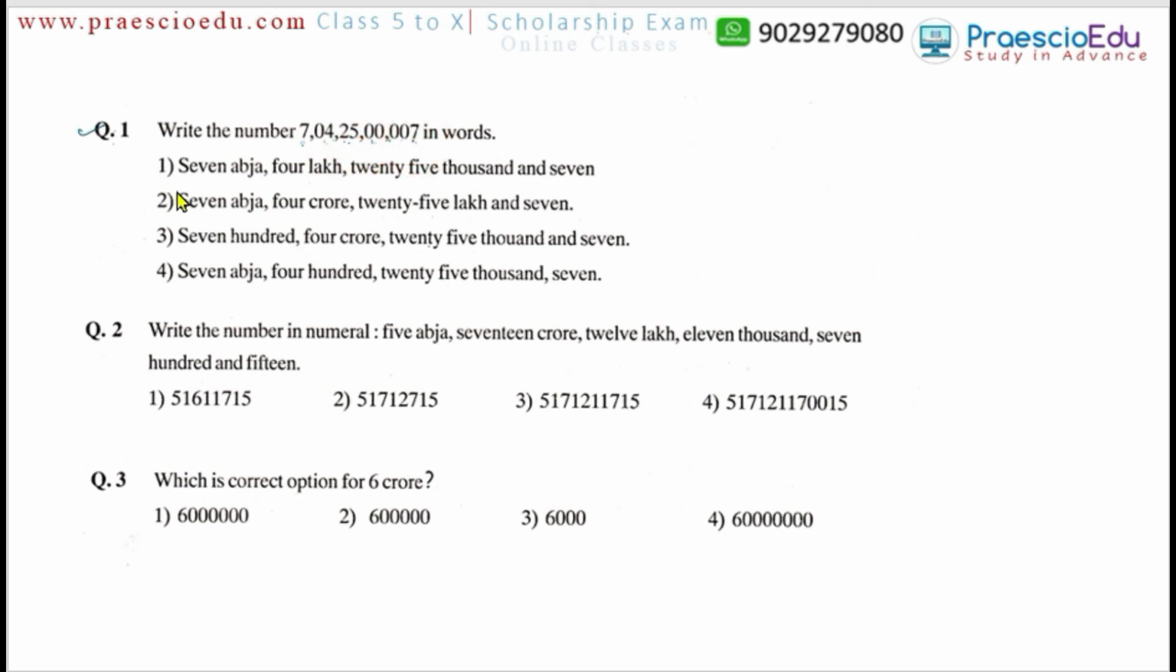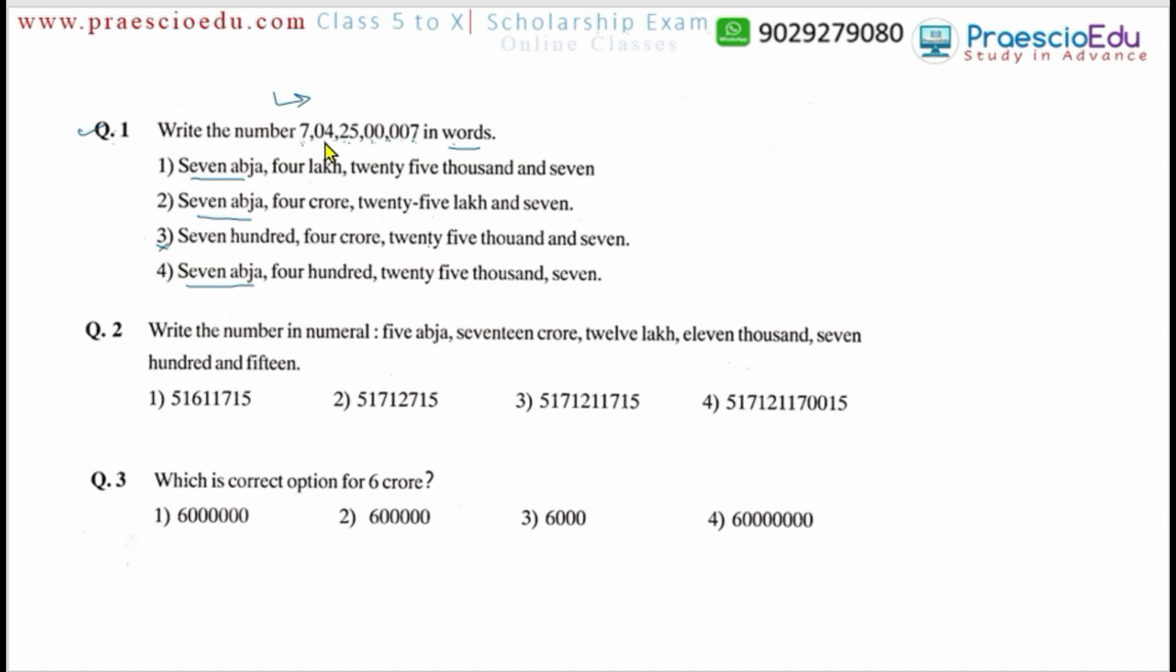Now the question is asking in words. So we will check the first possibility. We have to read in this way. 7 abja. Where is 7 abja given? In option 1 it is given. Option 2 is given. Option 3 is 7,000. No, this is wrong. So option number 4, 7 abja is mentioned. Out of these options, our correct option is there.